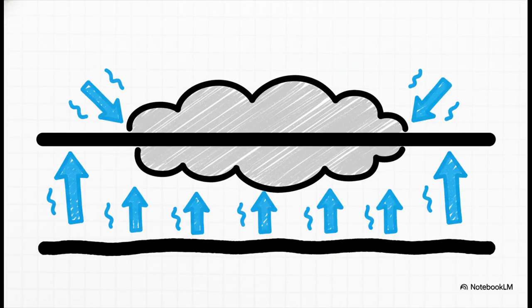So what does this inversion layer do? Well, think of it like a lid or a cap in the atmosphere. It physically stops the rising moist air from going any higher. It just blocks it. And because the cloud can't grow upwards, it's forced to spread out horizontally, sideways. And that's what gives it that signature, long, tube-like shape. That's the biggest secret to how it forms.